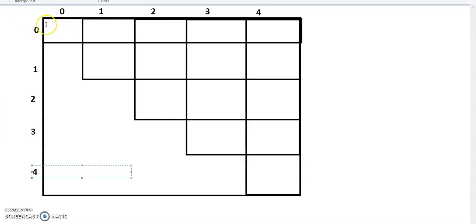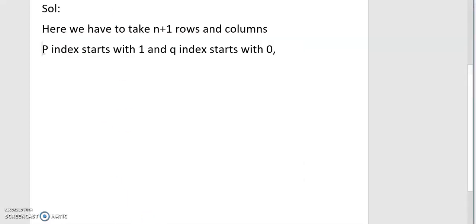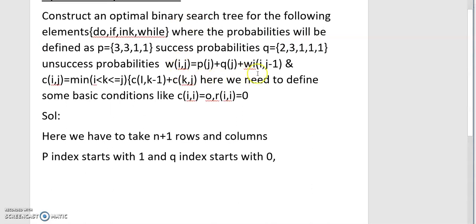Here, for each and every one we need to find the cost, weight, and R value. These are the values we need to find. R is equal to K. First of all, what do we have given? C of i comma i equal to 0, R of i comma i equal to 0.